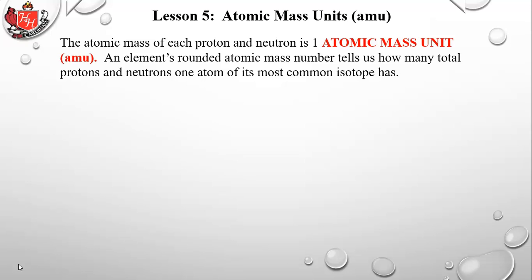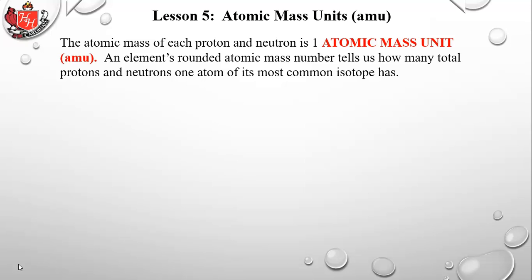The atomic mass of each proton and neutron is 1 atomic mass unit. That's basically our working definition for the mass of a proton or a neutron. It's just simply defined as they both have the same mass, close enough. Not exactly, but close enough. So we call that 1 atomic mass unit.